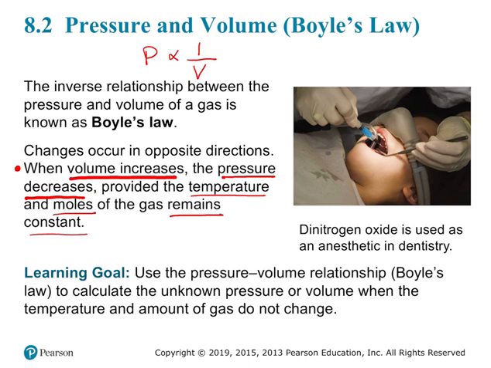So we're not changing the temperature of the gas, we're not changing the amount of the gas, we're only changing pressure and volume. And when we do that, we find that as pressure increases, volume decreases, and as volume increases, pressure decreases. So it's an inverse relationship.